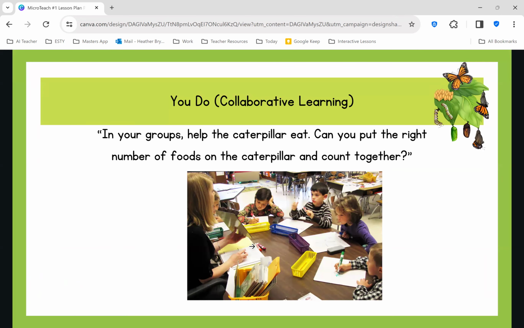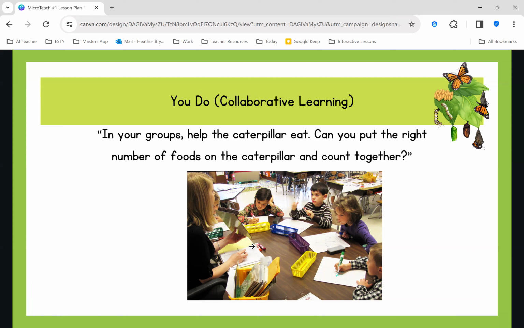The purpose of you do together is collaborative learning, to allow students to practice the skills collaboratively, promoting peer learning and cooperation. Remember, students work in groups, usually smaller groups with smaller children. This is kindergarten. And we place all the materials on the desk, so the food on the caterpillar. Students will practice the skill collaboratively, but as a teacher, we give minimal assistance.